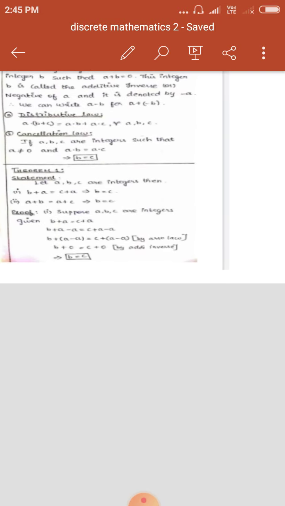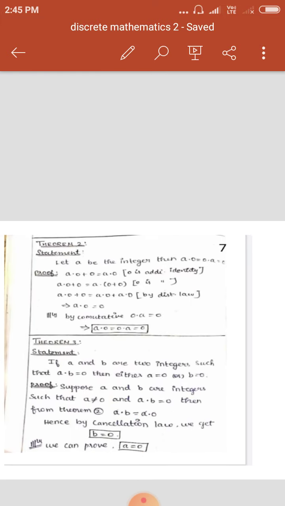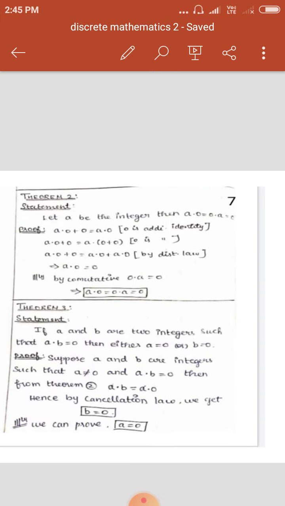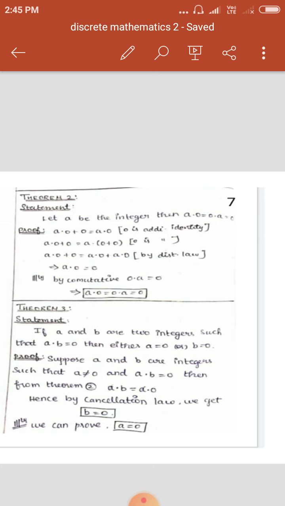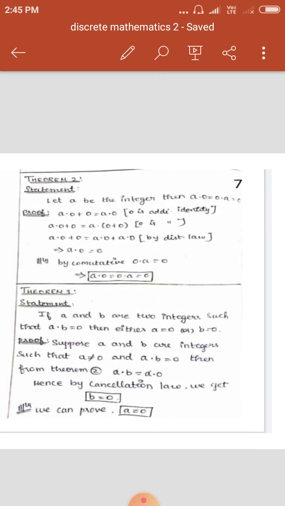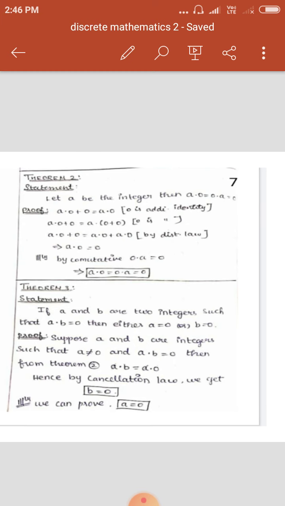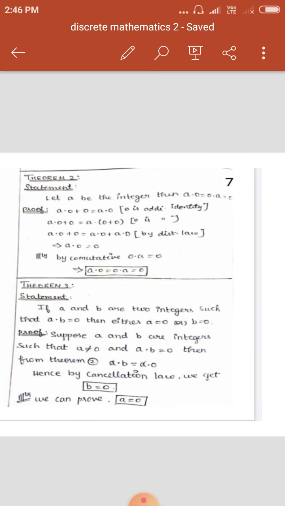So similarly we can prove the second case in the same manner. See the next theorem. If a is an integer, then a dot 0 is equal to 0 dot a is equal to 0. A is an integer. We have to prove that a dot 0 is equal to 0 dot a is equal to 0. Proof. a dot 0 plus 0 is equal to a dot 0, where 0 is the additive identity.